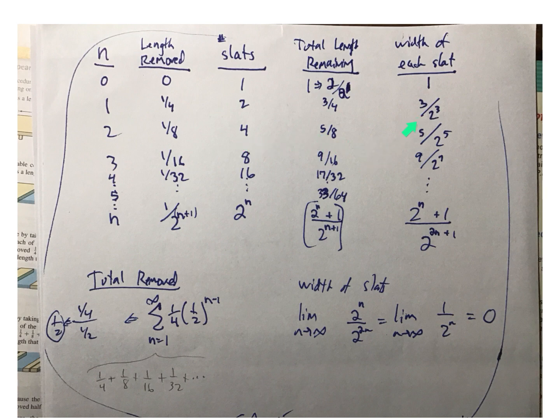And we can quickly establish this pattern, which is this expression. And as n approaches infinity, that expression approaches this expression, which approaches this expression. And as n approaches infinity, that approaches 0. So the width of all the slats approaches 0, which means it becomes invisible, even though 50% of the table remains.